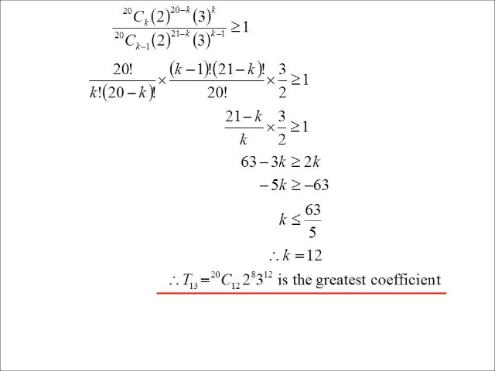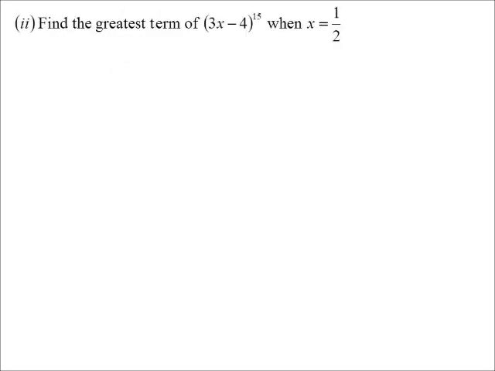In this case, k is 12. Now remember, we said term k plus 1 would be the biggest. So our greatest coefficient, because I'm not interested in the x parts, would come with term. So that's greatest coefficient. Greatest term, well, you can't find the greatest term unless they give us a value for x. Because depending on what x is equal to, it's going to change the size of the terms. So they'll usually accompany this with when x is a certain number.